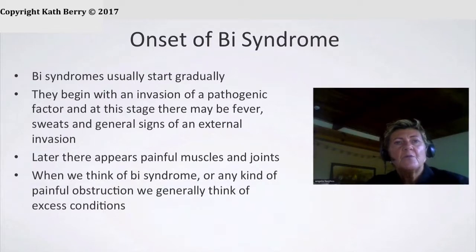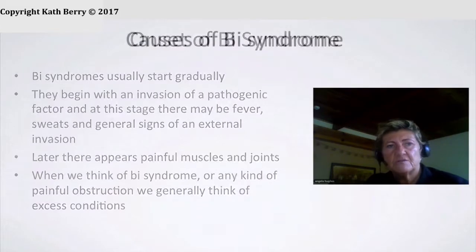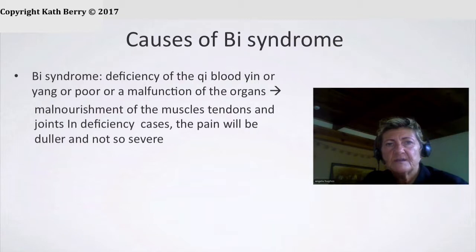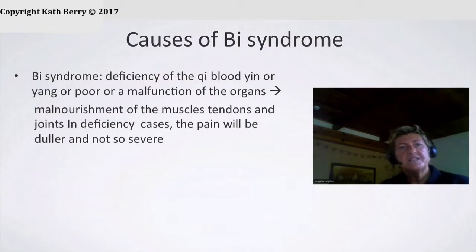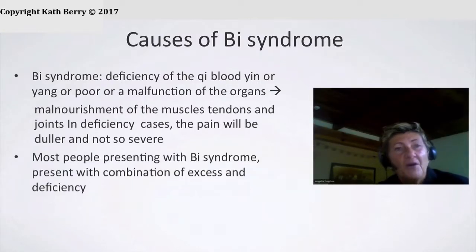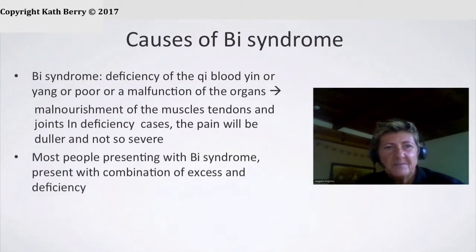When we think of Bi syndrome or any kind of painful obstruction, we generally think of excess conditions, but Bi syndrome can be due also to a deficiency of the qi, blood, or the yin and the yang, or just as a result of a malfunction of the organs, which can then lead to a malnourishment of the tissues, the tendons, the muscles, and the joints. In deficiency cases, the pain's going to be duller and not so severe as in excess cases. Most people presenting with Bi syndrome present with a combination of both excess and deficiency.